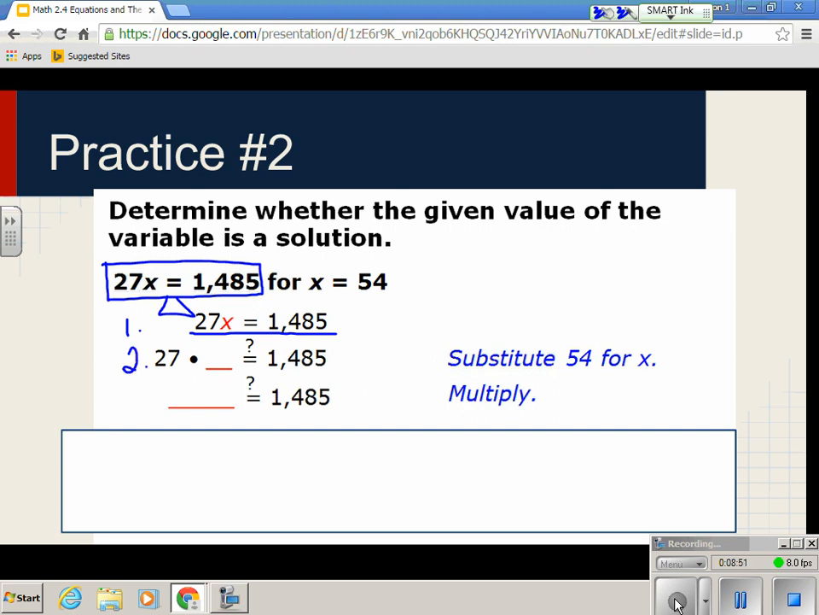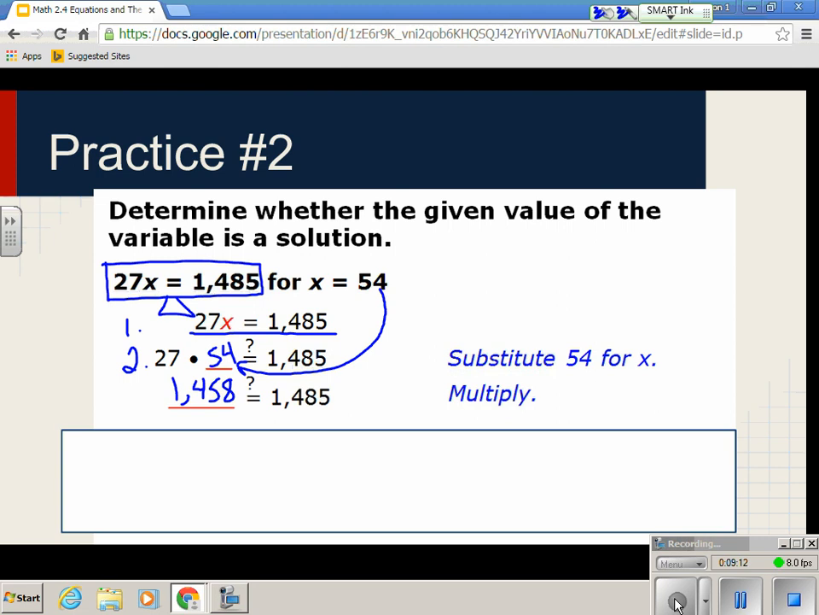The second step, now we plug and chug. We're going to plug 54 in for x. And if we do 54 times 27, you can't see it, but I'm using a calculator here just to kind of speed up the process. The final answer for this is 1,458.